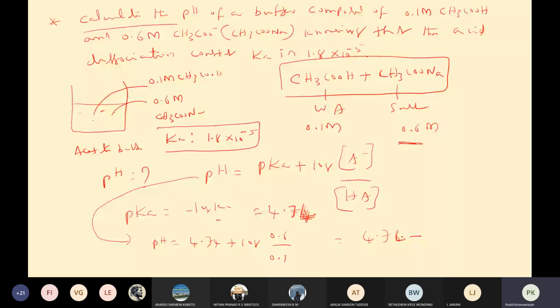4.74 plus 0.778, that is equal to 5.51. So that means in a buffer solution, if you have 0.1 molar acetic acid and 0.6 molar sodium acetate, the pH of the acetate buffer solution is 5.51. So this is one model.